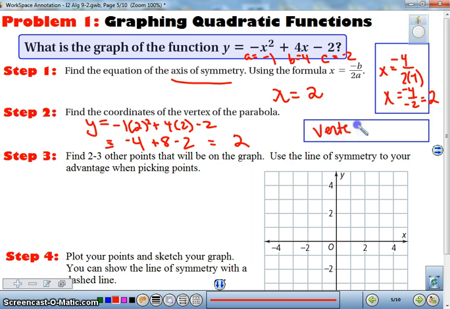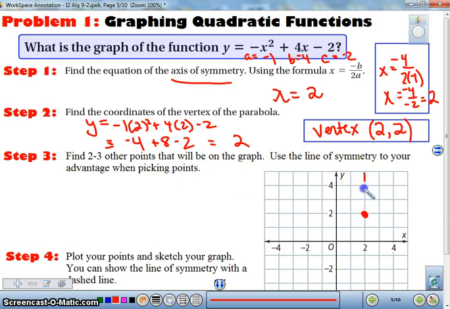Now remember, our vertex is an ordered pair. It was located at the point 2, and we solved for y and found it was at 2, 2. So we now can put a point at 2, 2. It says we need to find 2 or 3 other points on our graph, and we're going to use the line of symmetry to our advantage.